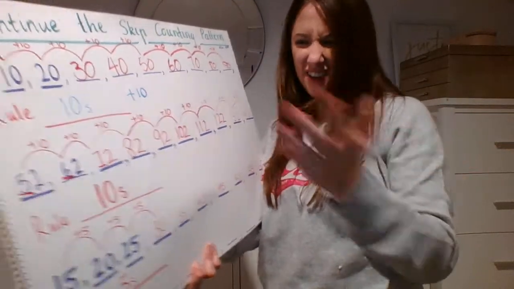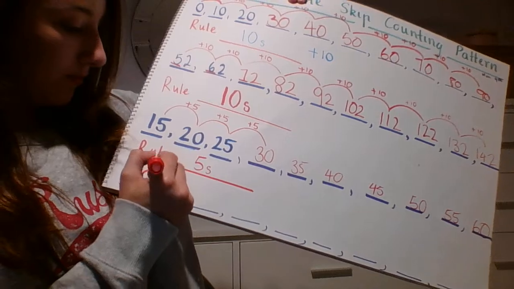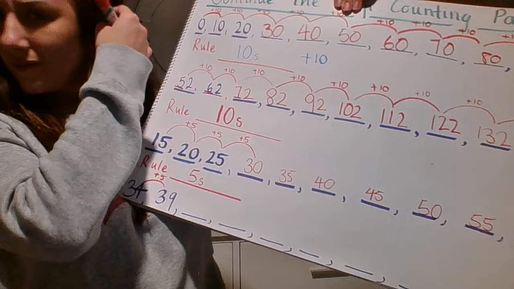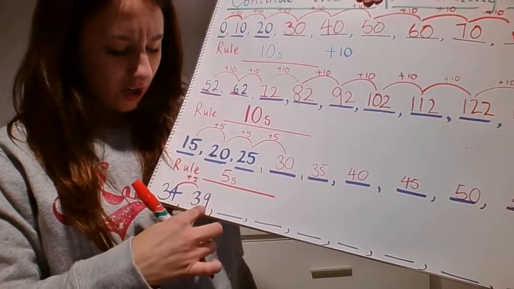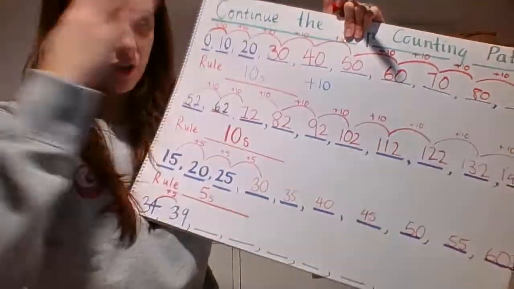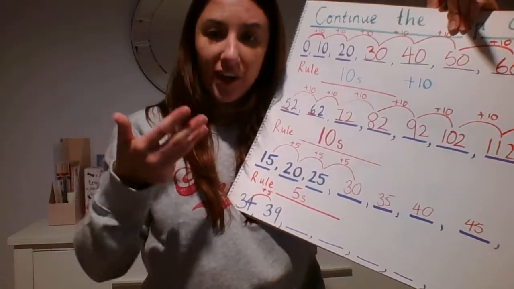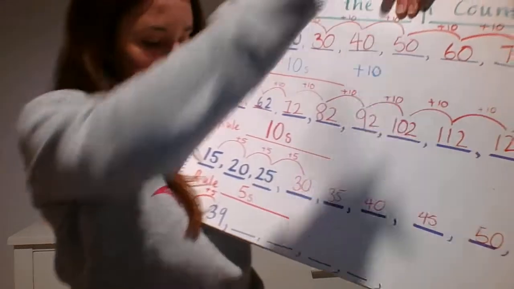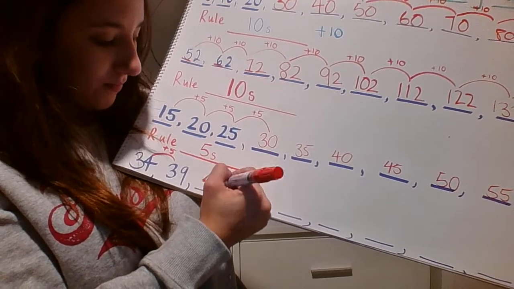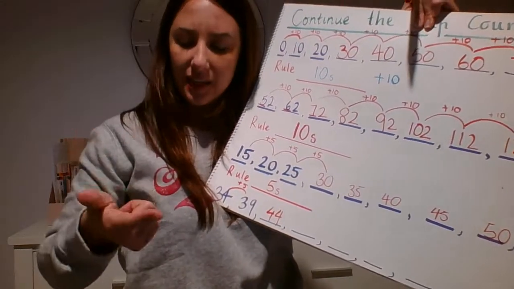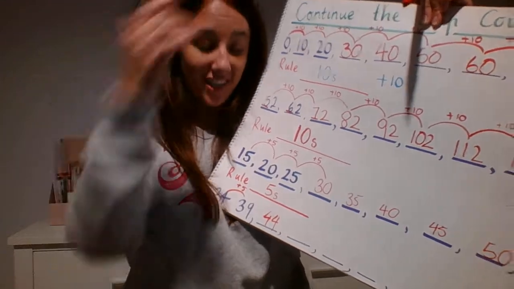Oh, 5 was added. So, first thing I can do is show that jump. 5 was added. So that means I need to keep adding 5. Okay, so 34, 39. Now I'm going to add 5 onto 39. 39, 40, 41, 42, 43, 44. Okay, so the next number is 44. Now I need to add 5 again. 44, 45, 46, 47, 48, 49.